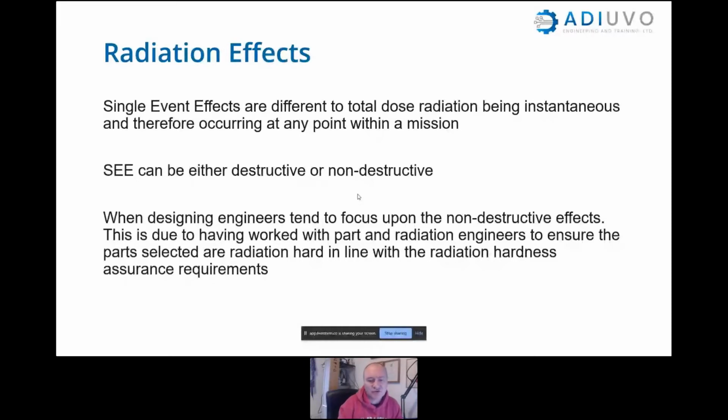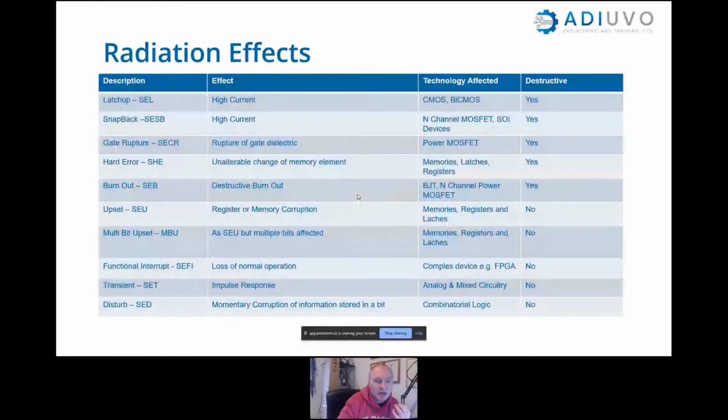But we don't really think about the destructive types. But there are actually destructive types of single event upsets that can occur as well. And they can occur predominantly in high current devices, power devices. So you can get events such as single event latch up. Hopefully you don't see this in your FPGAs because you're selecting a sensible FPGA, but we can see things such as single event latch up, single event gate rupture.